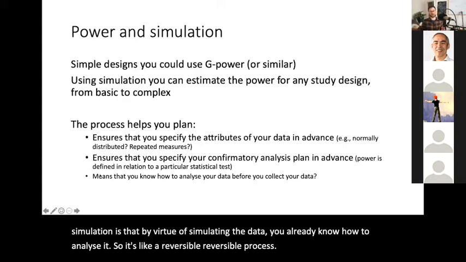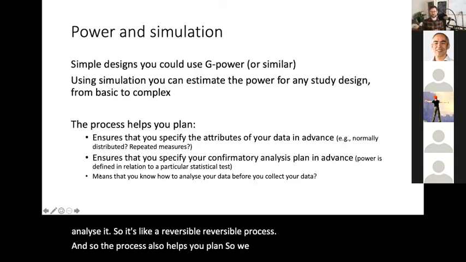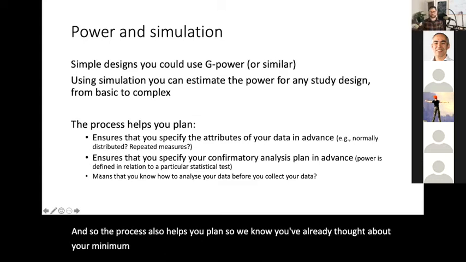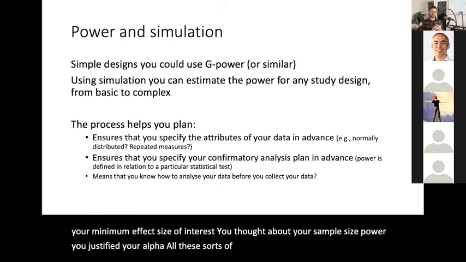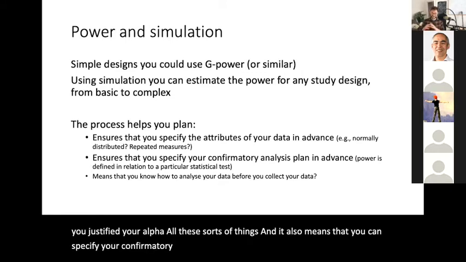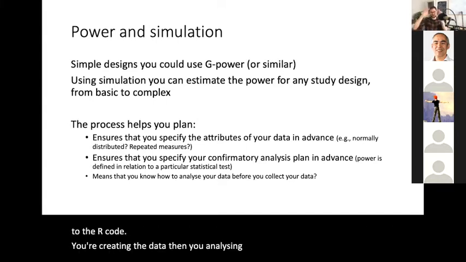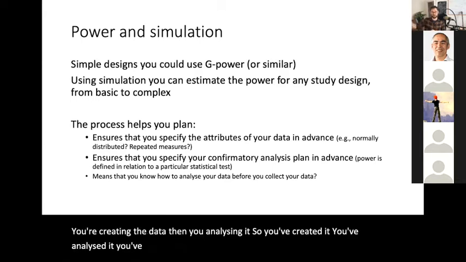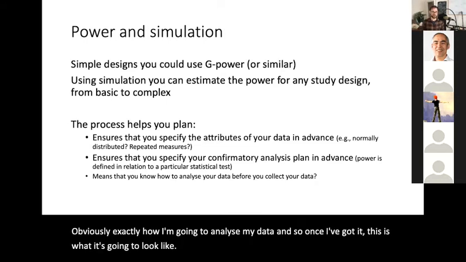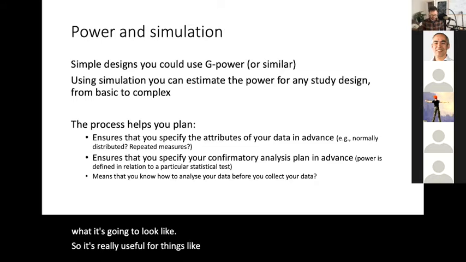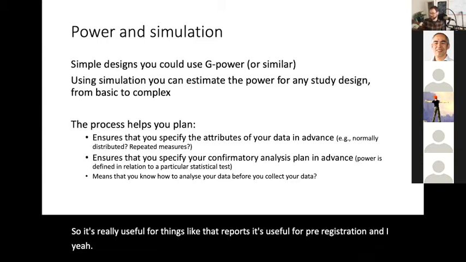And so the process also helps you plan. You've already thought about your minimum effect size of interest. You've thought about your sample size, your power, you've justified your alpha, all these sorts of things. And it also means that you can specify your confirmatory analysis plan. Because as you're going to see when we finally get to the R code, you're creating the data, then you're analyzing it. You can send that off to a reviewer and say, look, this is exactly how I'm going to analyze my data once I've got it. This is what it's going to look like. So it's really useful for things like registered reports. It's useful for pre-registration, and I can't recommend it enough.